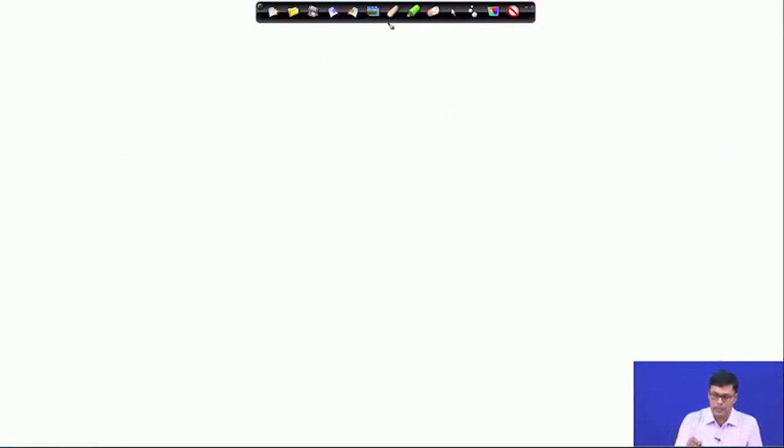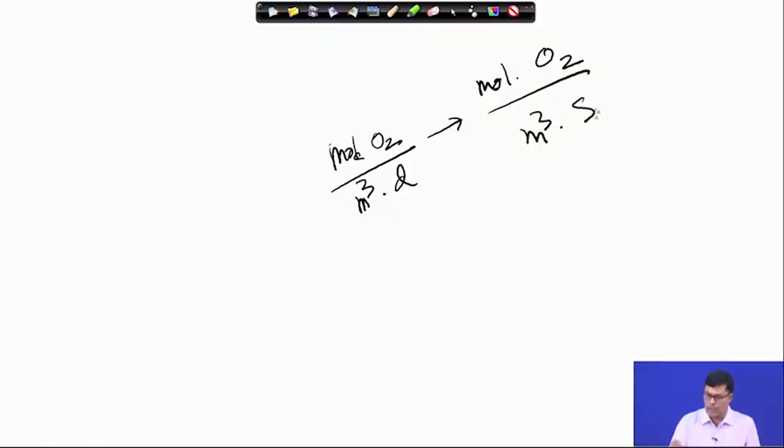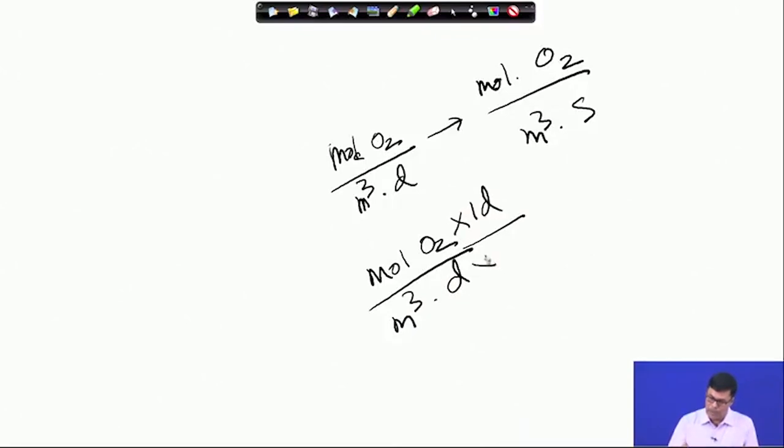I can show it like this. Suppose we have the data in moles of oxygen per cubic meter per day. How can we convert it to moles of oxygen per cubic meter per second? We can convert very easily. This is moles of oxygen per cubic meter, and this is per day, am I right? So I can write one day is equal to 24 hours, then 1 hour is equal to 60 minutes, and 1 minute is multiplied by 60 seconds.